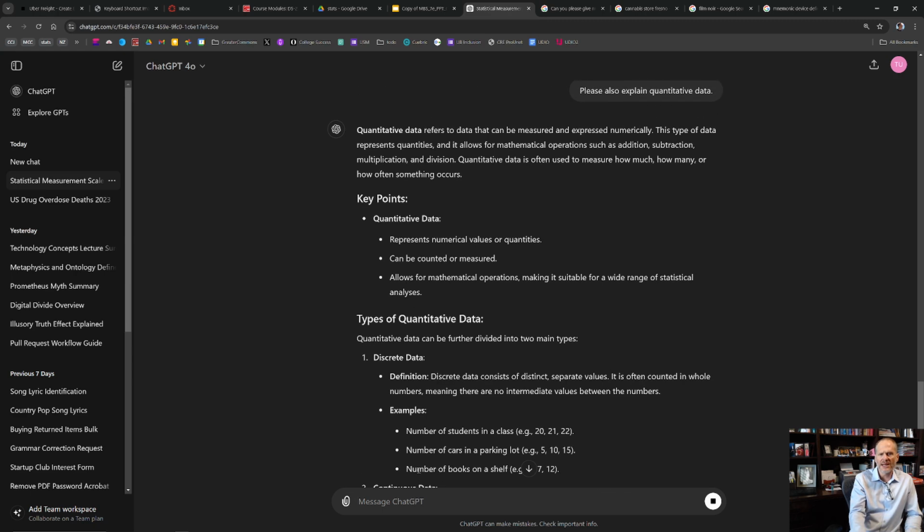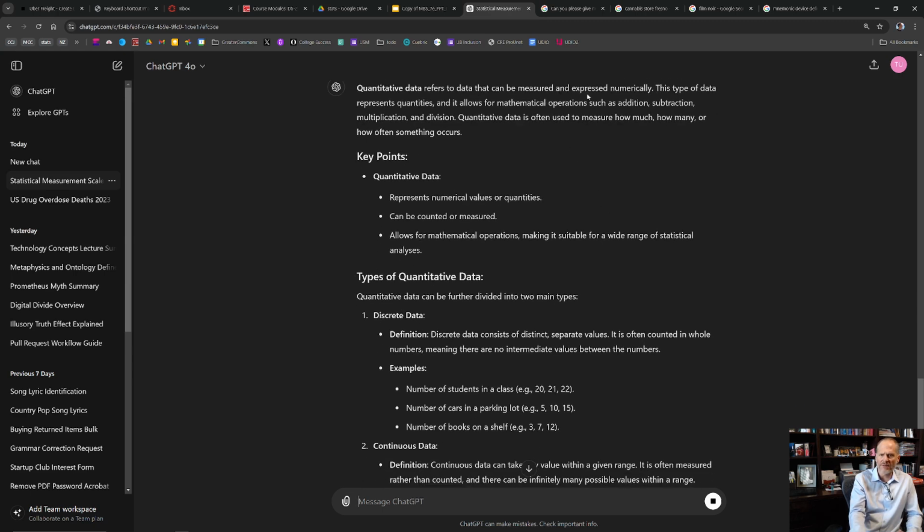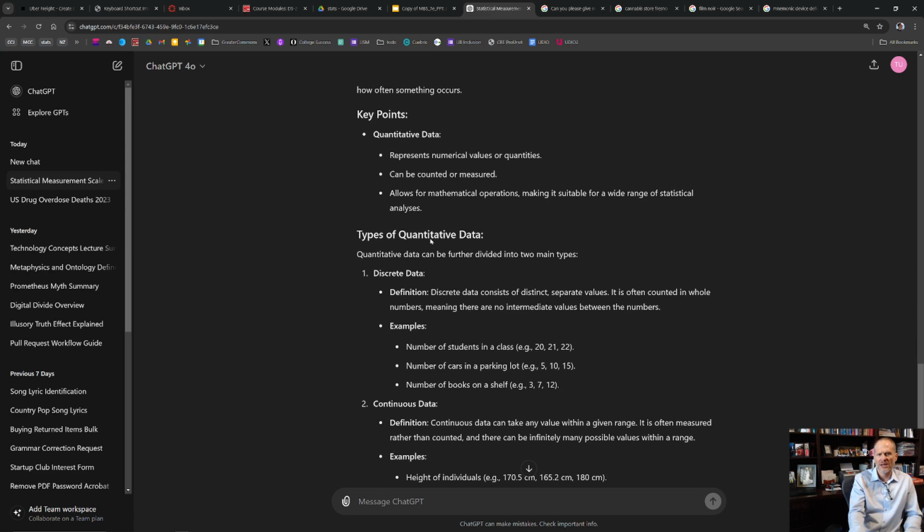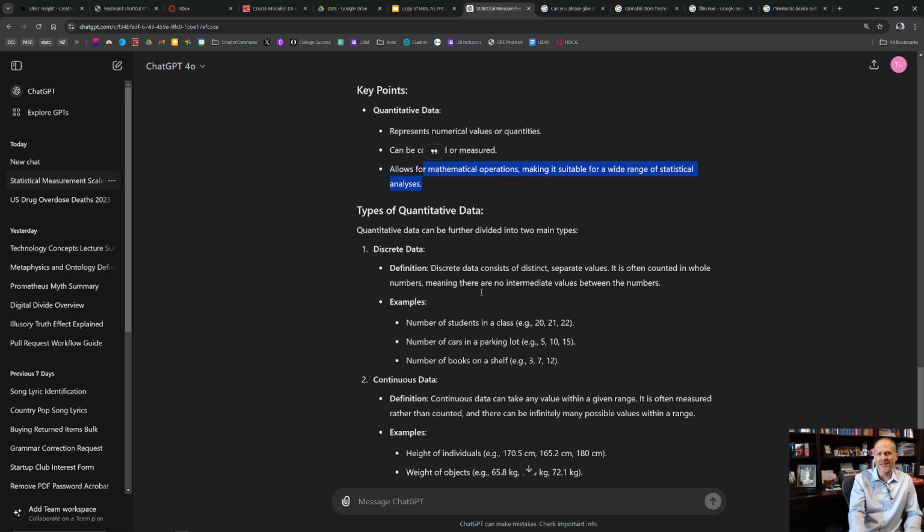And so here it says quantitative data refers to data that can be measured or quantified. It can be expressed numerically. This type of data represents quantities. It can be quantified. It's quantitative. And it allows for mathematical operations such as addition, subtraction, multiplication, division, because you could do that with numbers, right? Quantitative data is often used to measure how much, how many, or how often something occurs. Key points of quantitative data: it represents numerical values or quantities, can be counted or measured, and allows for mathematical operations, making it suitable for a wide range of statistical analyses.